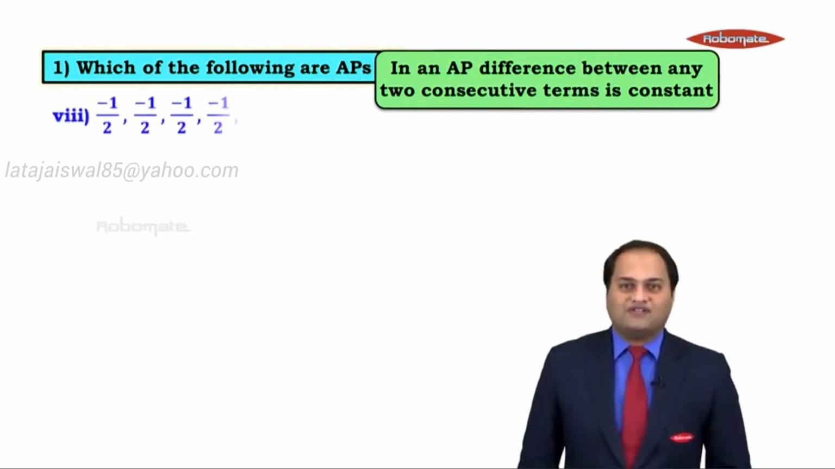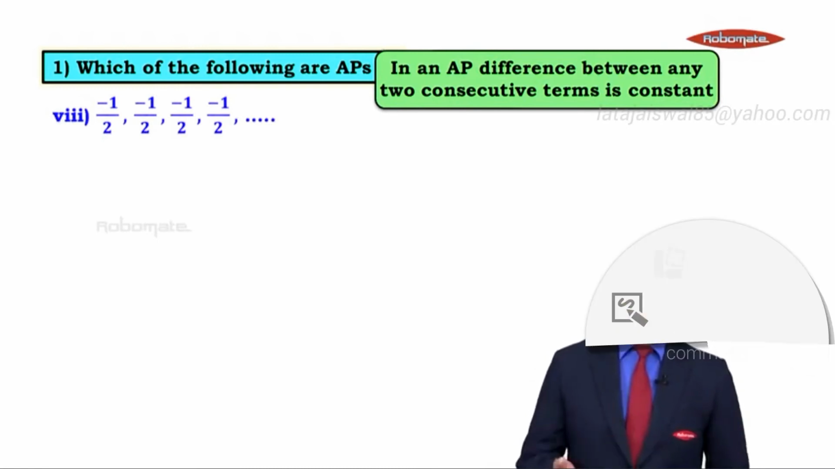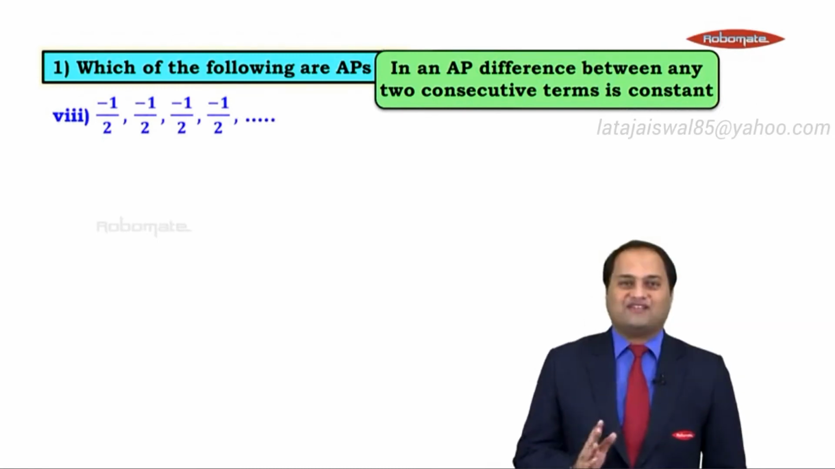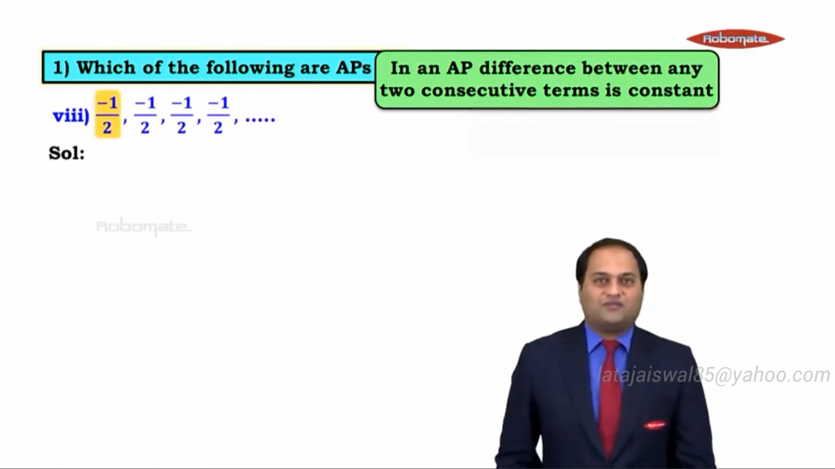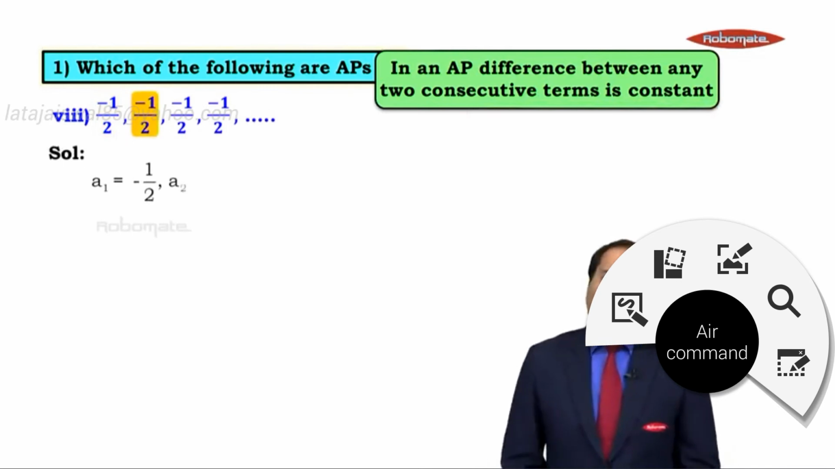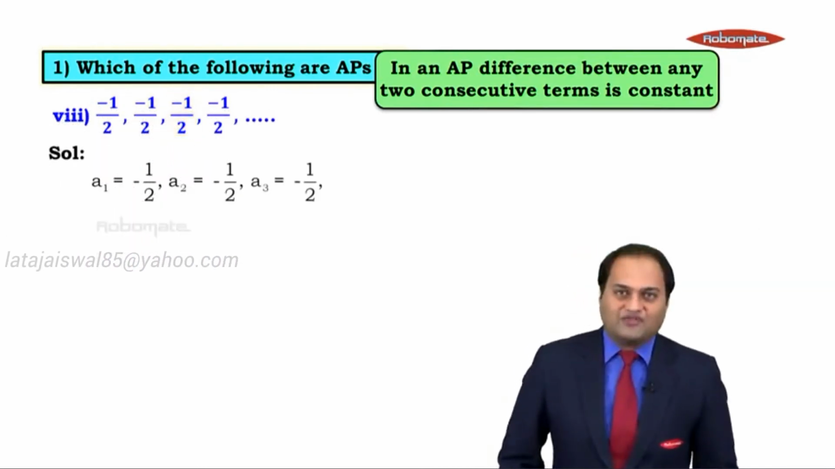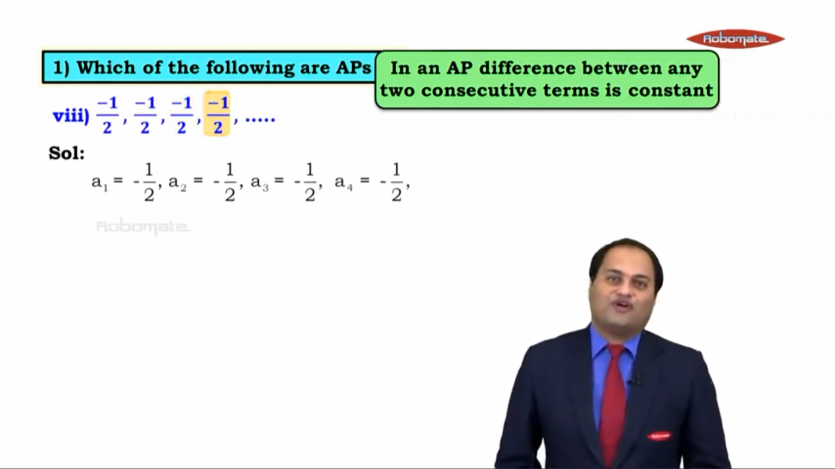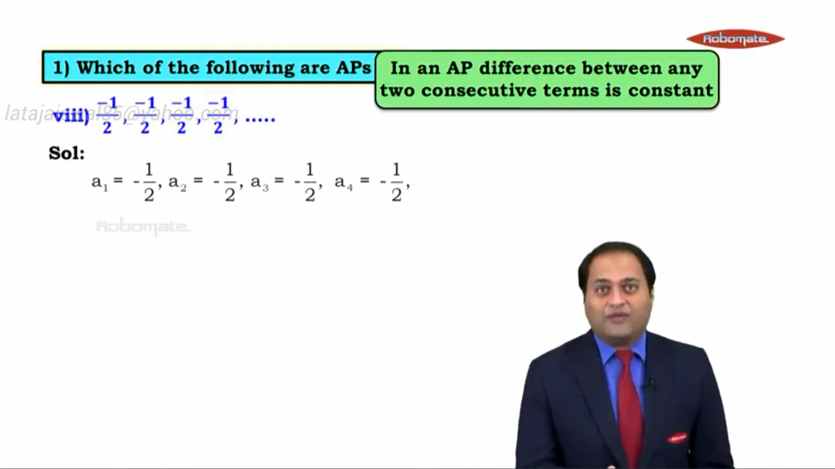The next sum is minus 1 upon 2, minus 1 upon 2, minus 1 upon 2, minus 1 upon 2. A very, very simple sum. So let's start. Let's find the difference. Before that, give it a denotation. So A1 is equal to minus 1 upon 2. A2 is also equal to minus 1 upon 2. A3 is equal to minus 1 upon 2. A4 is also equal to minus 1 upon 2. So all the four terms are the same. So will it be an AP?